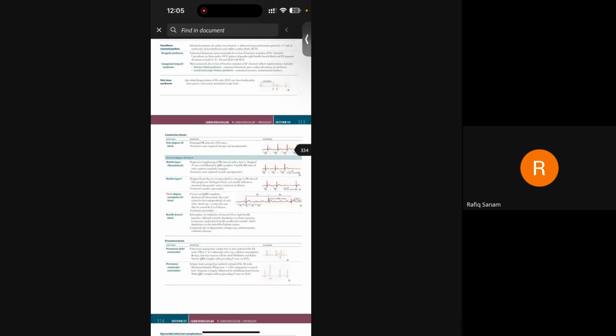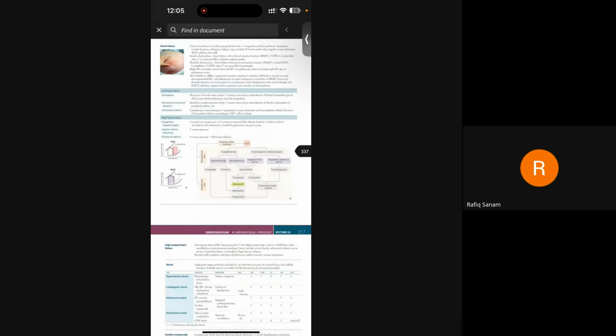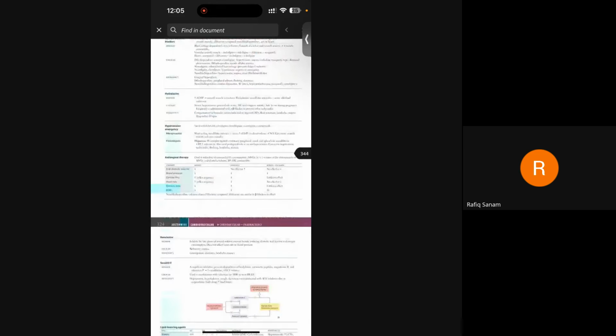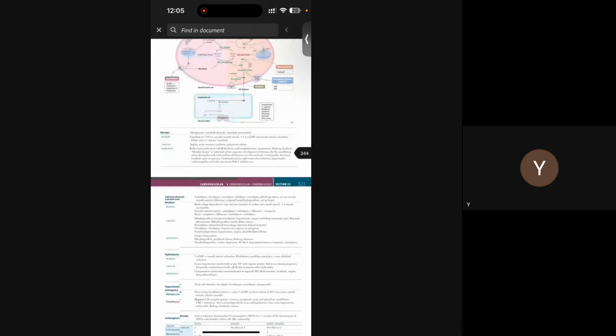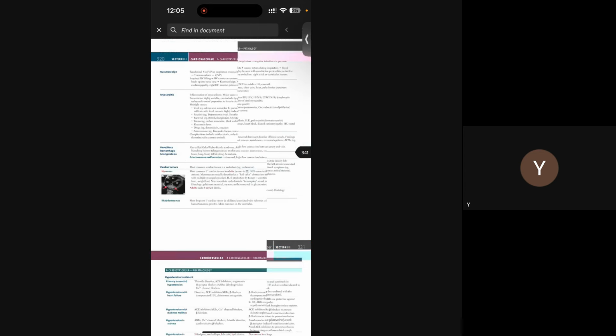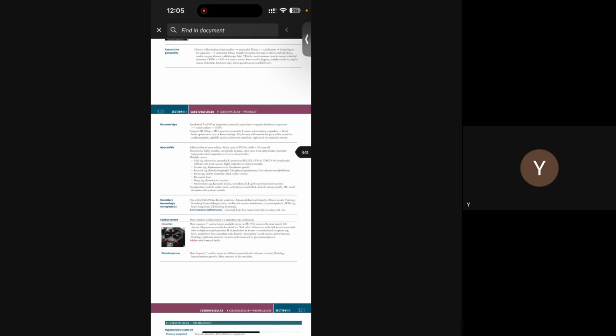This is actually a question of cardio. I think it is written cardio. Doctor, are spider angioma and telangiectasia the same or different? Yes, they are the same.